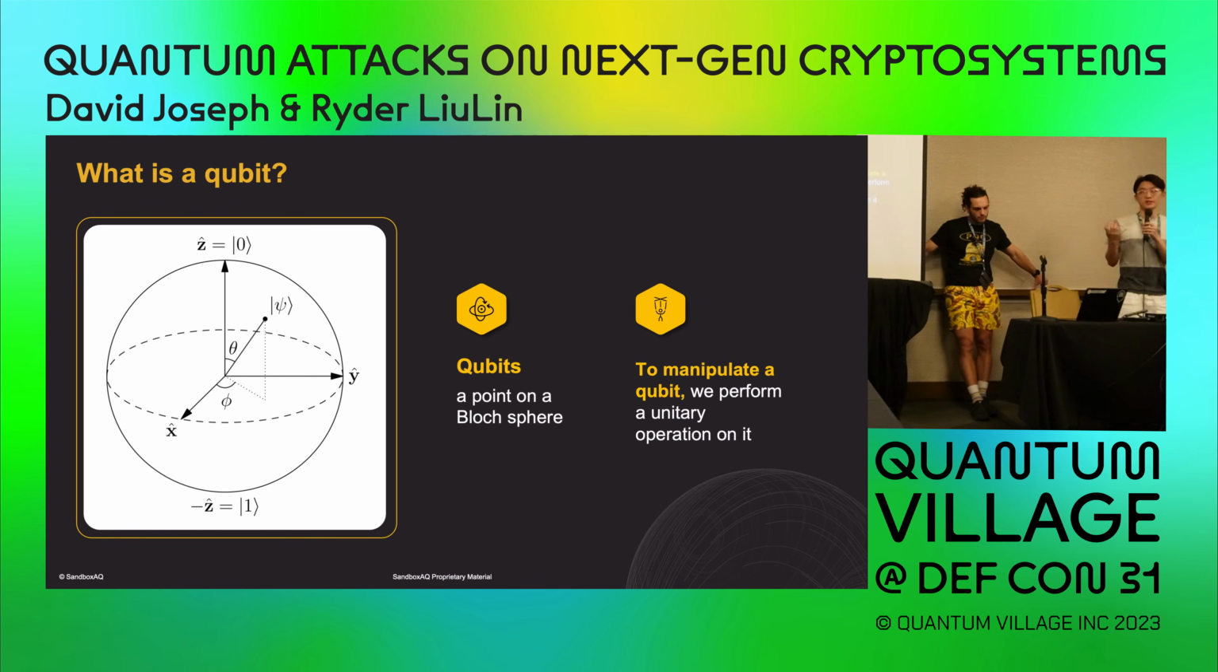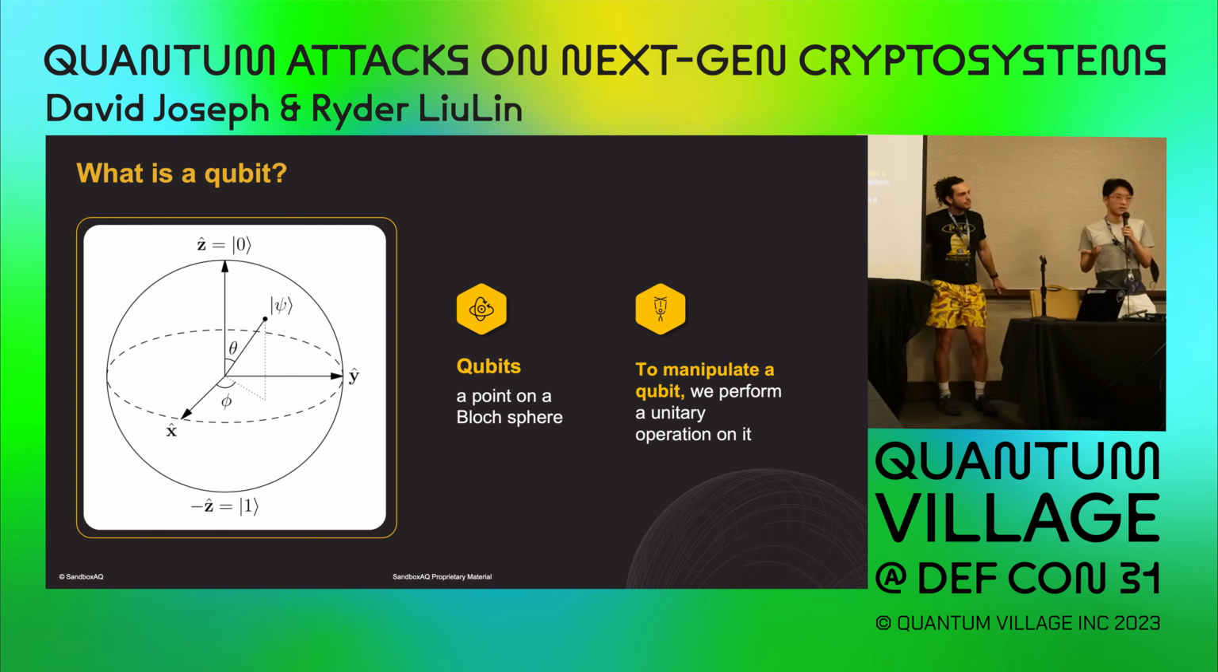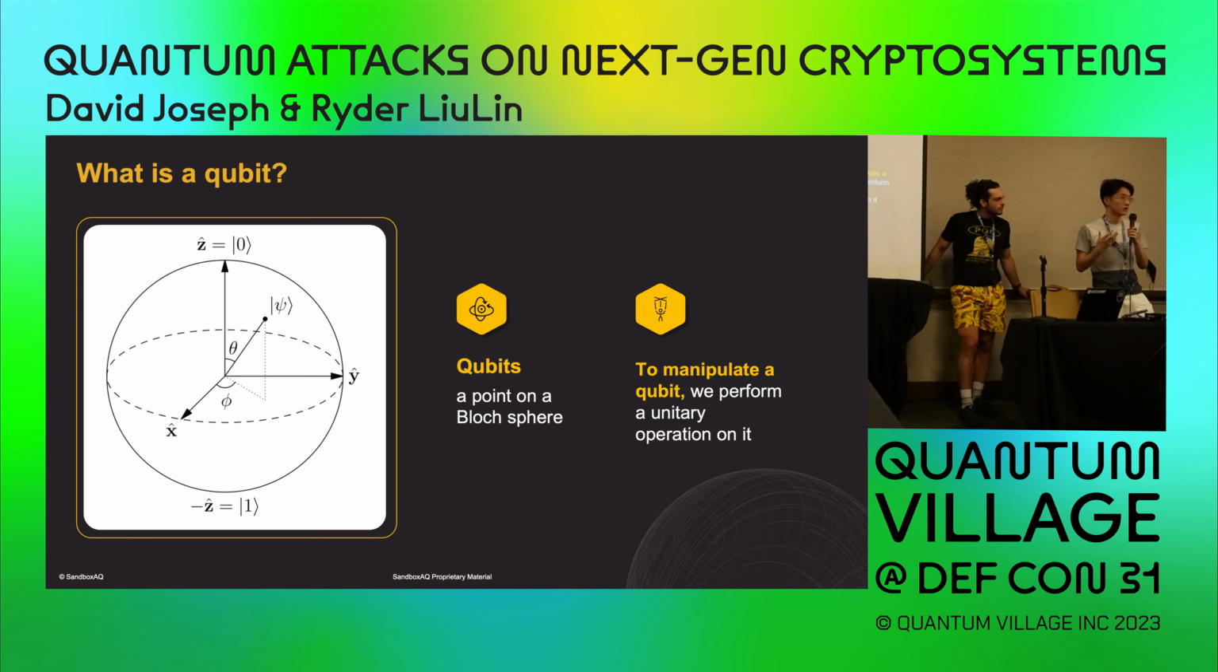So how do we manipulate a qubit? To manipulate a qubit, we perform a unitary operation on it, and we'll go more into what a unitary operation is later on. But the important part to keep in mind is that a qubit is a vector, and it's more continuous than a classical bit is, right? A classical bit is either 0 or 1. A qubit, you've probably heard this, is a superposition of multiple states.